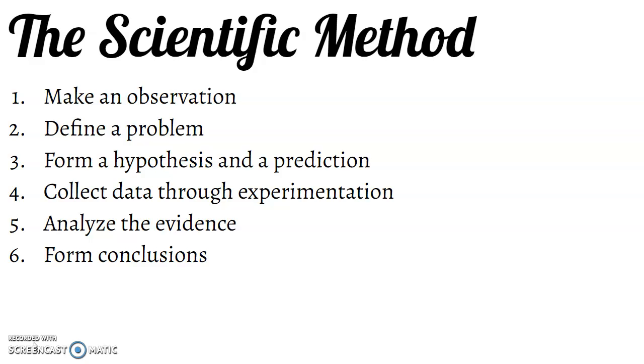Once you're done collecting your data, you then analyze your evidence. So analyzing your data is analyzing your evidence. And then from there, you're going to form conclusions. Conclusions is always the last thing that you're going to do. The most important thing about forming conclusions is that it's always based on the evidence that we collected. So your conclusion is always based off of your data, and should always be supported by some sort of data or evidence from the experiment that you ran.